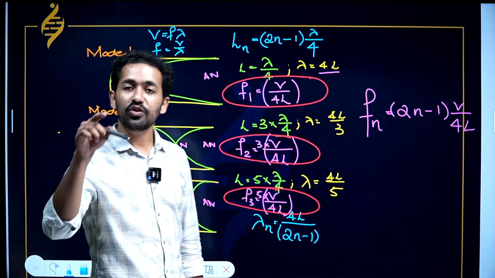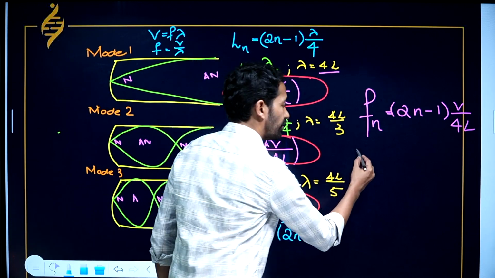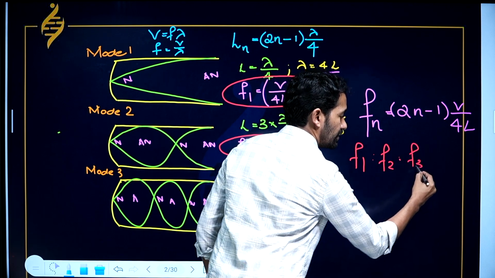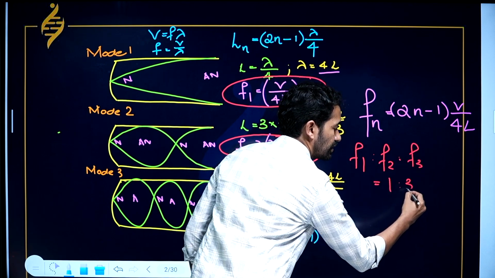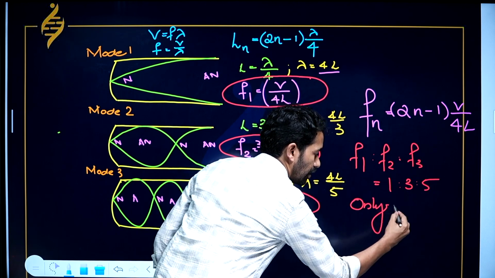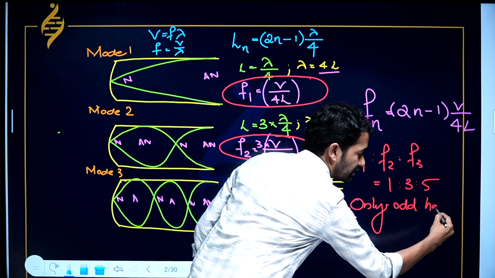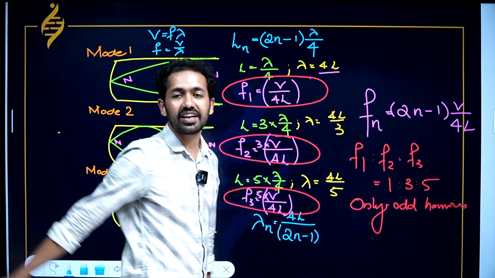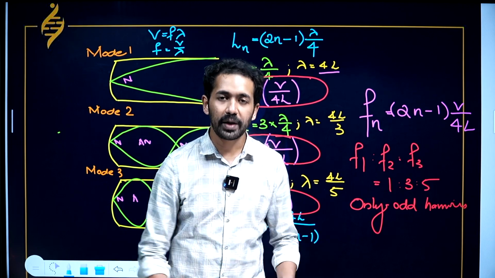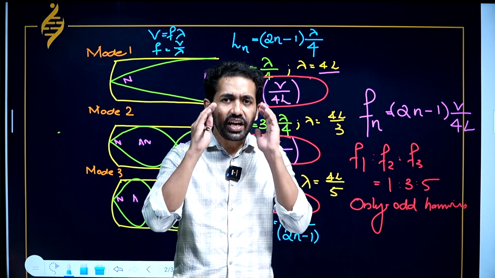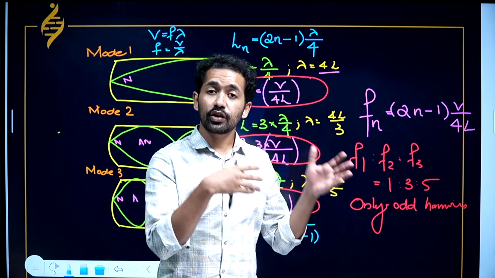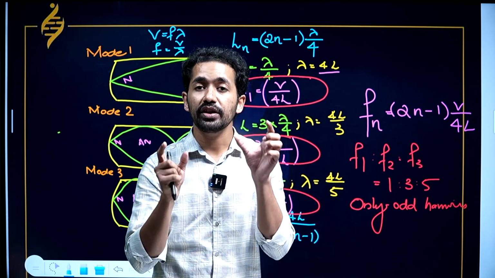So here you are observing only odd harmonics, and that is why F1 is to F2 is to F3 is equal to 1 is to 3 is to 5. Only odd harmonics are present. Correct? Now let's deal with the third thing. So now we have completed an open pipe, we have completed a closed pipe, and we understood that in the case of an open pipe, all harmonics are present. In the case of a closed pipe, only odd harmonics are present.